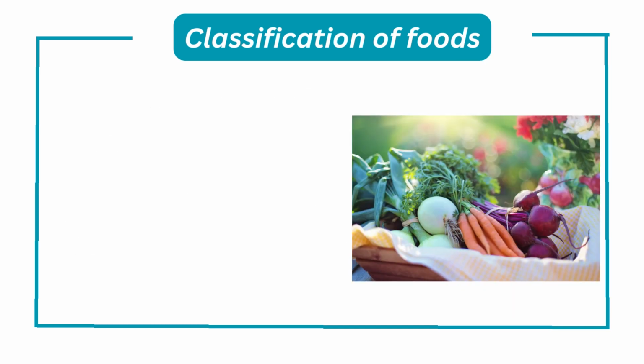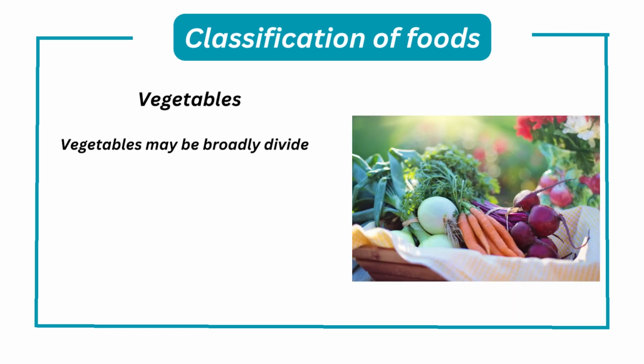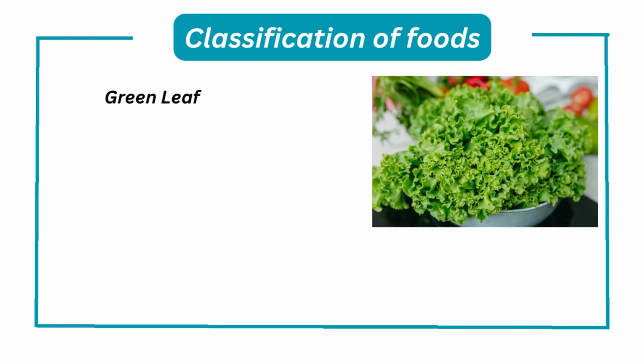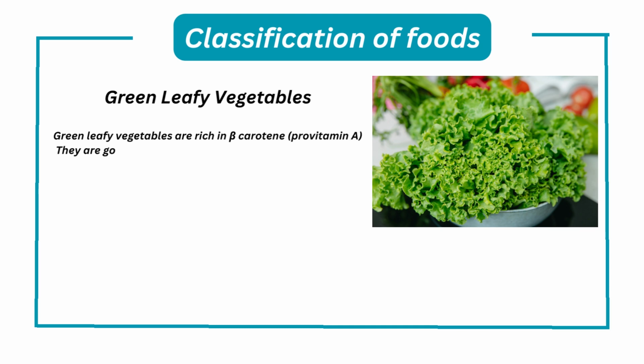Fourth, vegetables. Vegetables may be broadly divided into 3 groups from the nutritional point of view. First, green leafy vegetables. Second, roots and tubers. And third, other vegetables. Green leafy vegetables are rich in beta-carotene. They are a good source of calcium, riboflavin, folic acid and vitamin C.